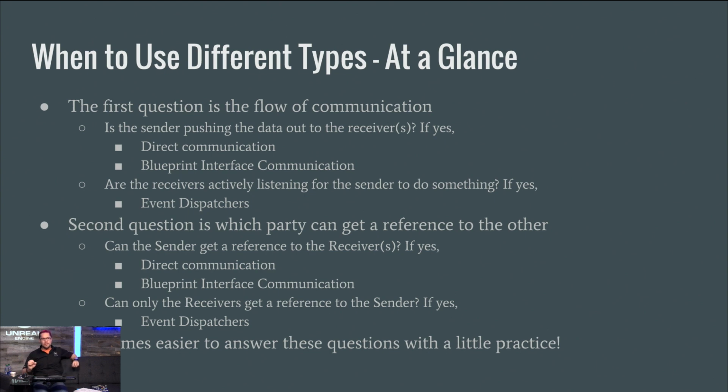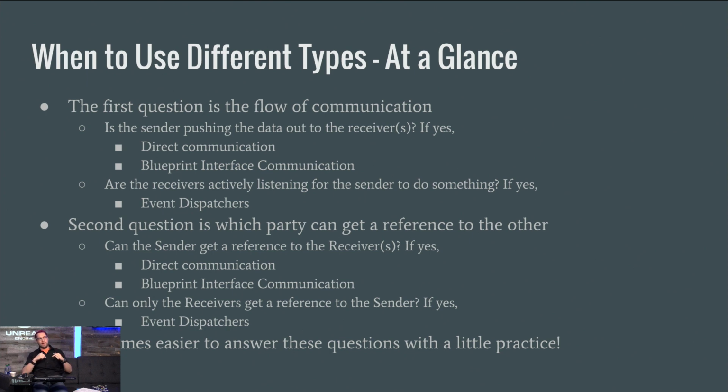So what I've done is I've tried to simplify this into two key questions. And if anybody wants to come back and say there's a whole bunch of different things to consider, you're probably right. I was trying to keep this simple. So the first question is, what is the flow of communication? Is the sender pushing some data out to a receiver? And if it is, it's something like maybe setting a value on the receiver, or even just calling a function on the receiver. In that case, the sender is doing something and it's being received. In those cases, you'll be using either direct communication or interface communication. And there's another layer to figure out which of those two, but we'll talk about that later.